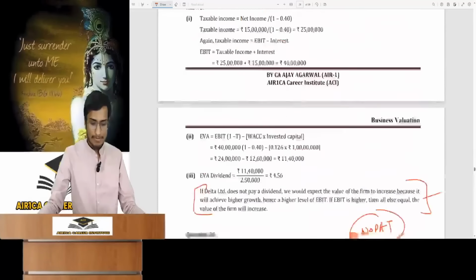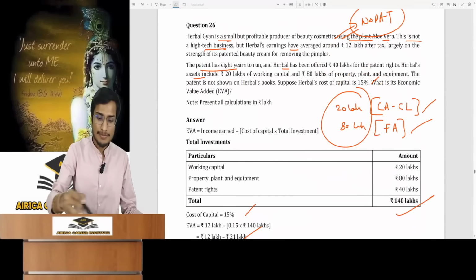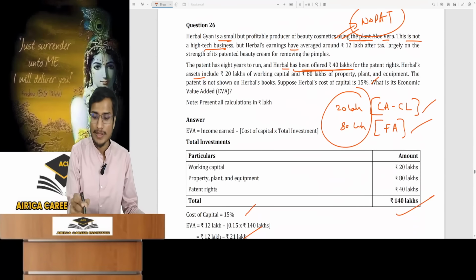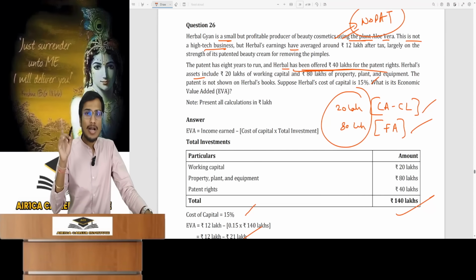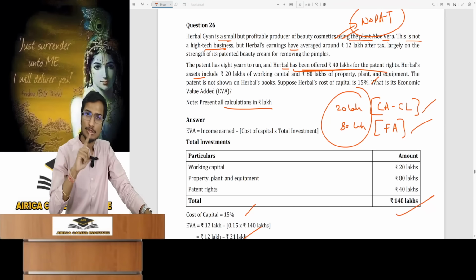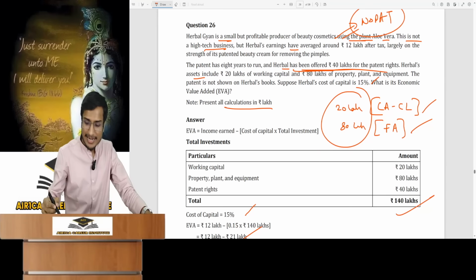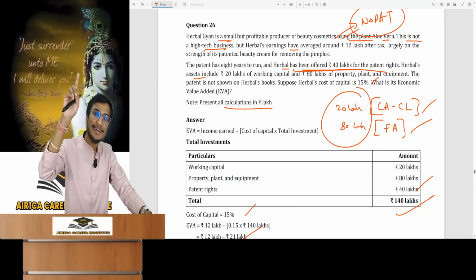Next, we have a special question, in which it is stated that a patent of 40 lakh is not recorded in the books. So where do we account for its adjustment? This is a question to calculate EVA. Does it affect NOPAT? No. It's in the invested capital. You should add it. Besides this, there is one more place for the adjustment, which is the WACC.